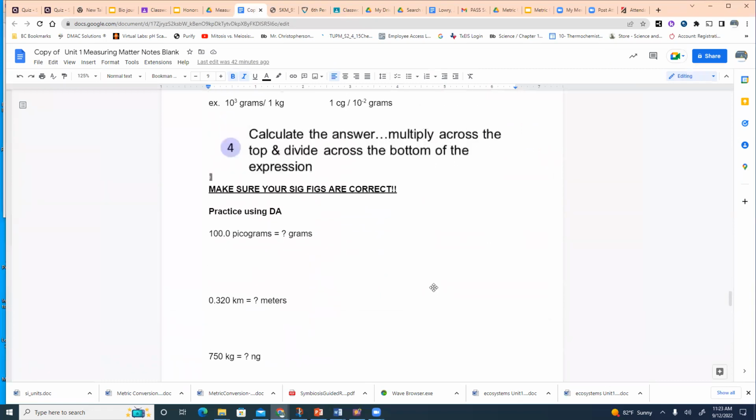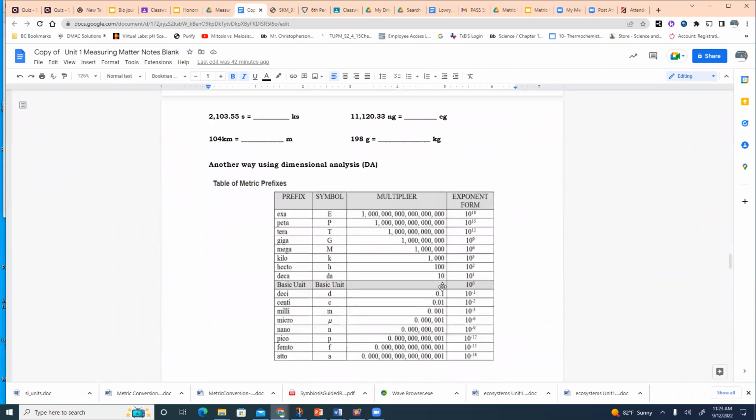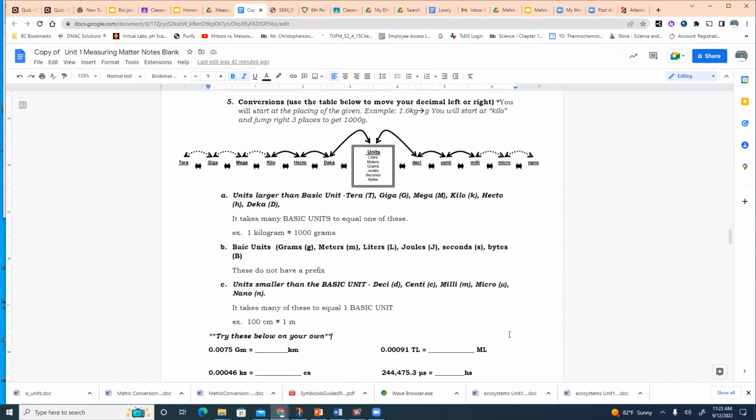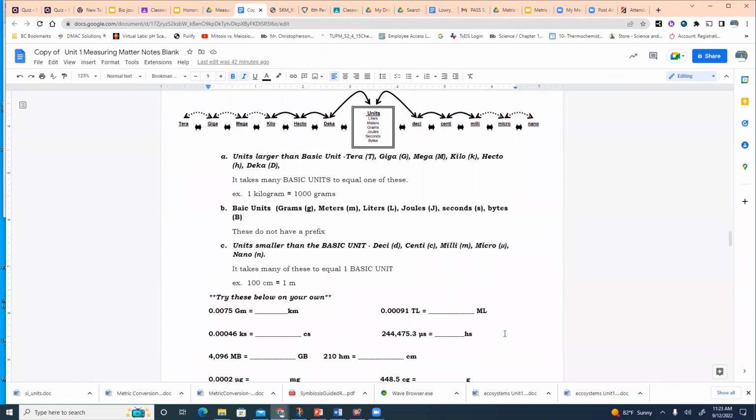Right, so the last thing in our notes is metric conversions. There will not be a separate quiz on metric conversion, so you'll just see that on some of the questions on the test on Thursday. We're going to look at two different ways to do metric conversions.